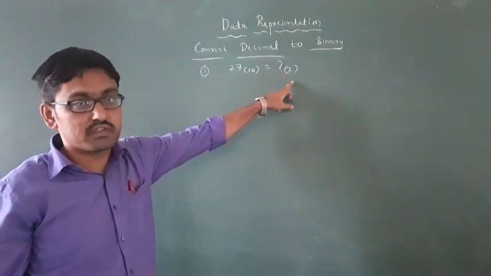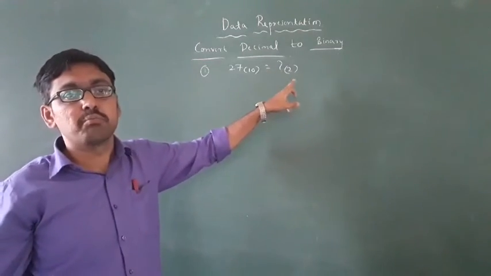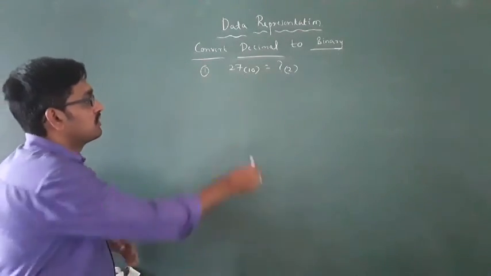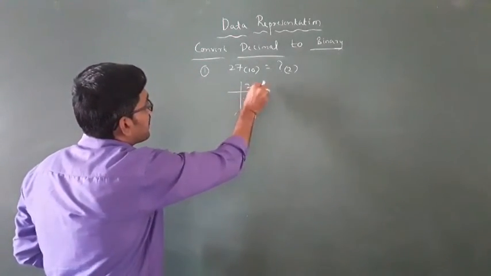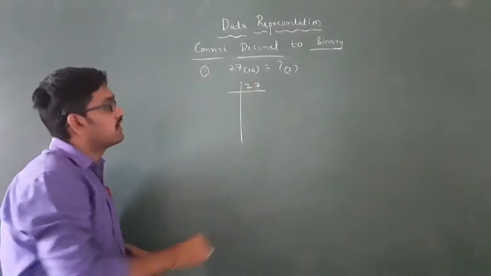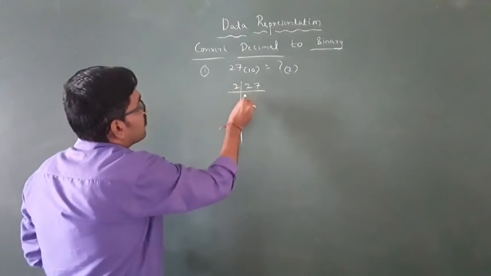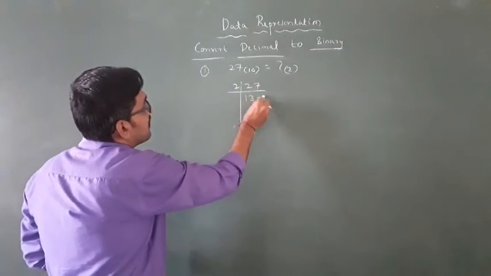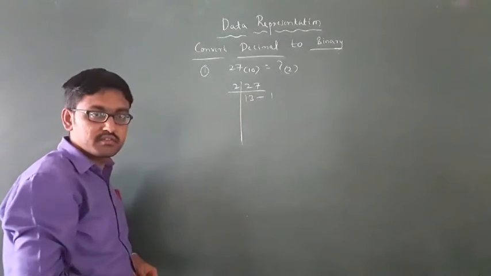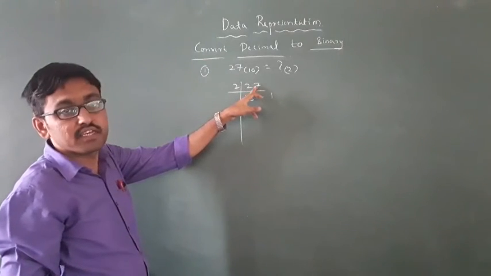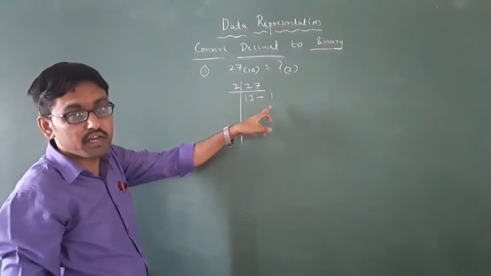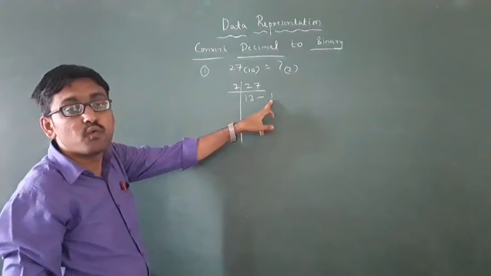See how to convert this decimal number to binary. Binary means 2, so you just have to divide this 27 by 2. Divided by 2. See, 2 ones are 2, then 2 threes are 6, carry 1. Why is it 1? 2 13s are how much? 26. 26 means the remainder is 1.